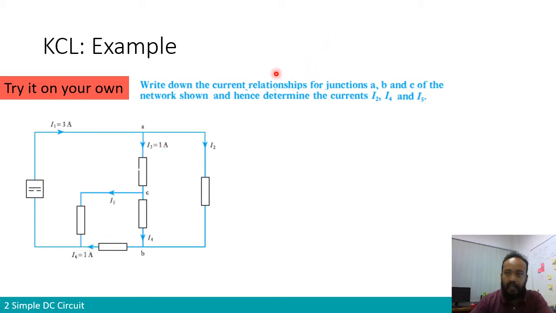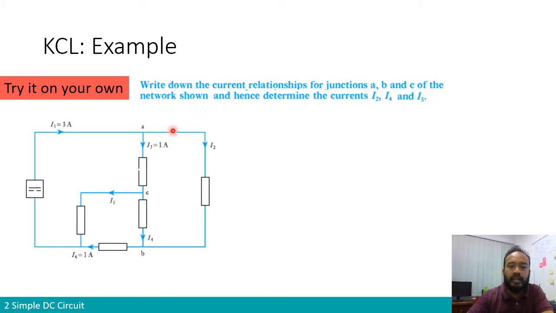But this exercise asks you to write down the current relationships. So basically write down the KCL equations for junctions A, B, and C. So you can see the nodes of junctions A, B, and C of the network shown, and hence determine the currents I2, I4, and I5. So it is a very guided exercise. Basically, the objective at the end is to find I2, I4, and I5. What are I2, I4, and I5?